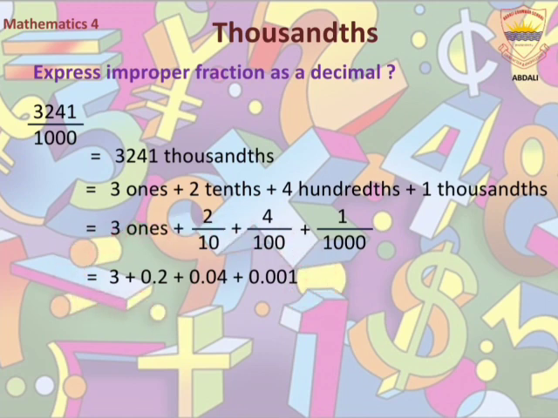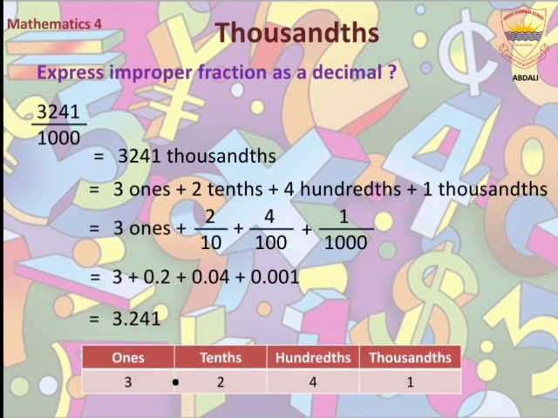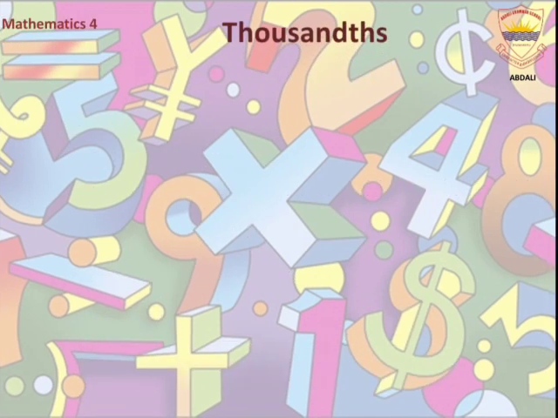Now student, we add the digit values. We add 3 plus 0.2 plus 0.04 plus 0.001. We get 3.241. Now student, we write it in a place value chart. 3.241. We write 3 under ones. After the decimal point, we write 2 under tens, 4 under hundreds and 1 under thousands. Now student, let's start to solve our last question.